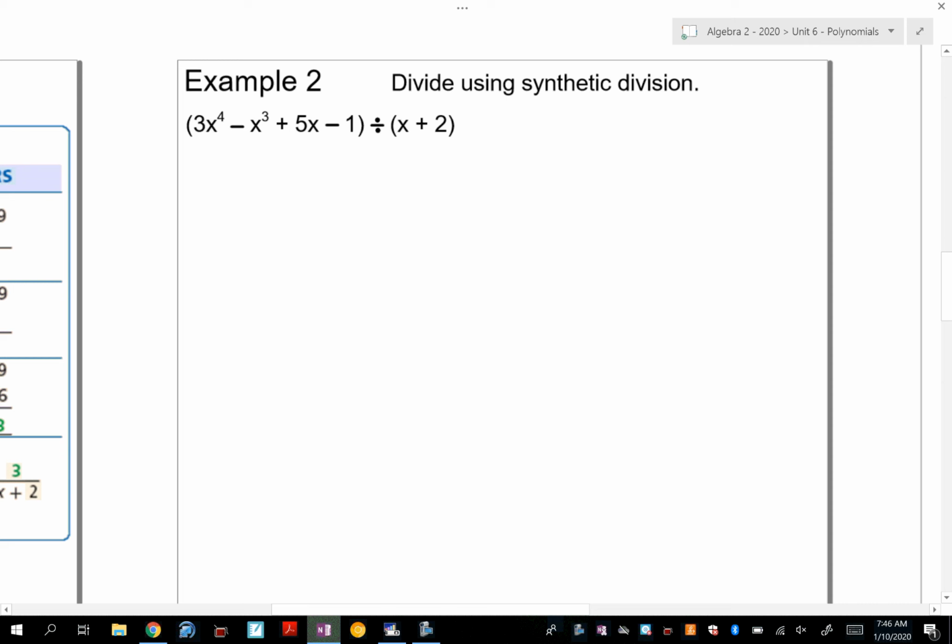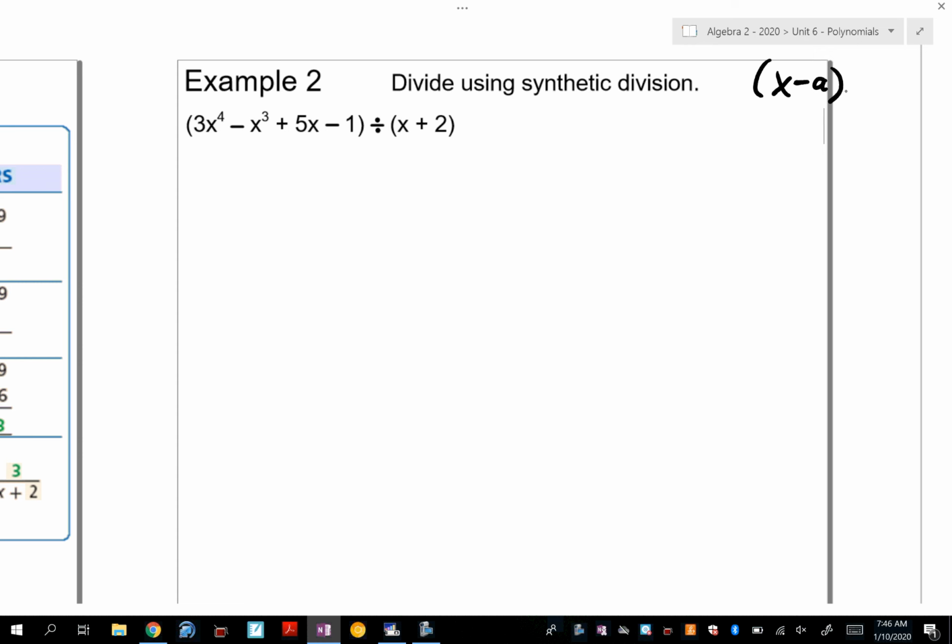Divide using synthetic division. The first question I ask: is the dividend in standard form? It is. It goes from the highest exponent all the way down to our constant. So that's good. What about our divisor? Is it in the form x minus a? A lot of students say no because it has addition, but technically it is. Remember, this just means, is it linear? Does it have x to the first power? It does, so we're able to do this.